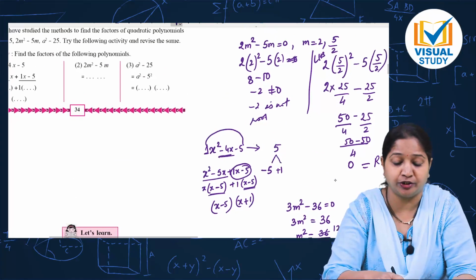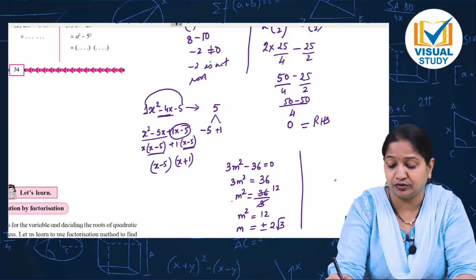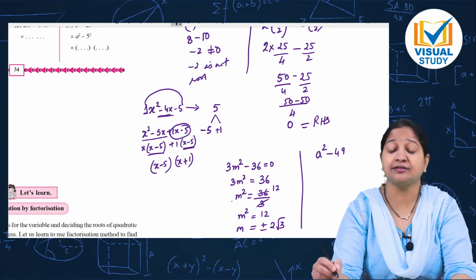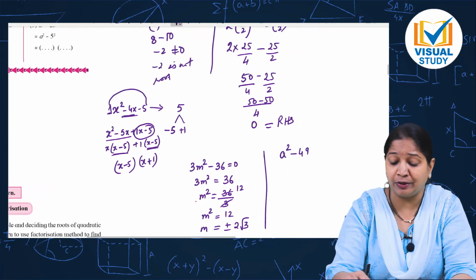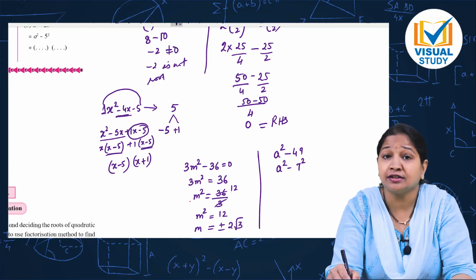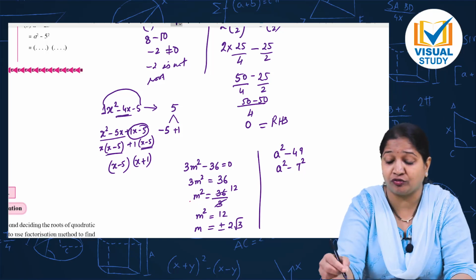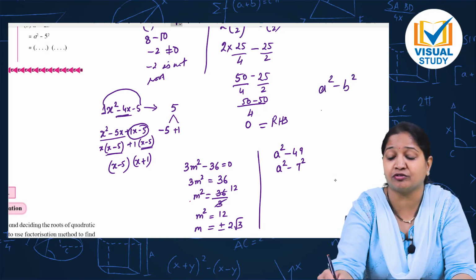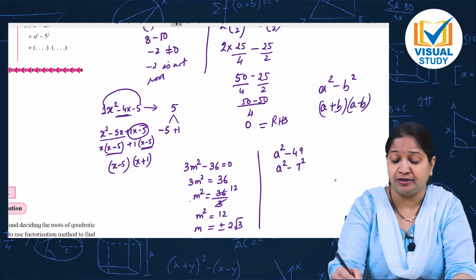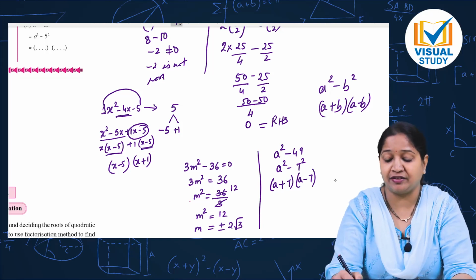This also you can do. If I give you a square minus 49, here you can do it by two methods. That is a square minus 7 square. Now what is this? This is a formula of factorization, that is a square minus b square. What is the formula for a square minus b square? It is a plus b and a minus b. So you can write it as a plus 7 and a minus 7.